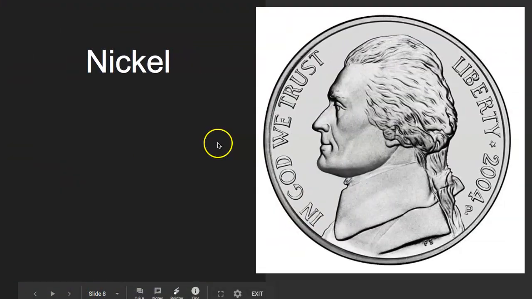Now we have the nickel. And on the nickel is Thomas Jefferson. And does anyone know how much a nickel is worth? If you said 5 cents, you've got it. This coin is worth 5 cents.